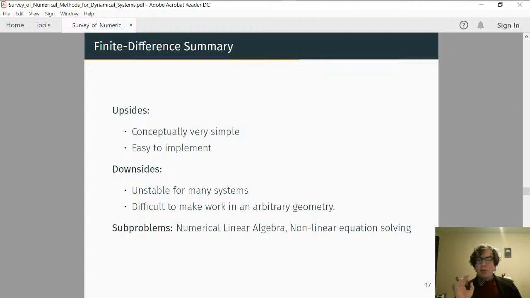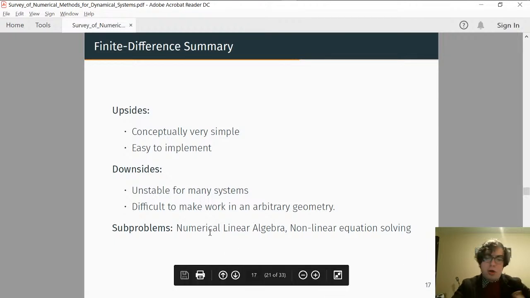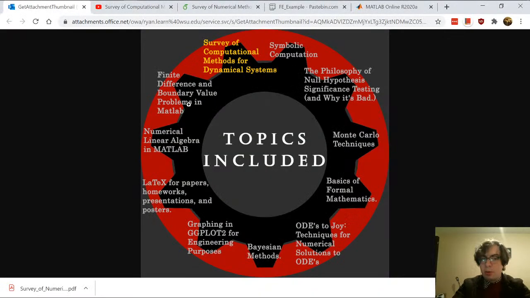Additionally, it's hard to make this work in arbitrary geometry because you have to have all those points on your domain to calculate those derivatives at. And when you do this for a large number of points, because you need to, because you have that number of derivatives you want to approximate discretely, you can end up with a numerical linear algebra problem. And if it's a nonlinear problem, you might end up with a nonlinear equation solving problem. So we can cook this up as a finite difference problem and reduce it to just a matrix solve, or a root finding problem, which is something we'll cover in different classes. We're going to cover finite difference and boundary value problems in MATLAB, and we'll use that in addition to our numerical linear algebra in MATLAB.